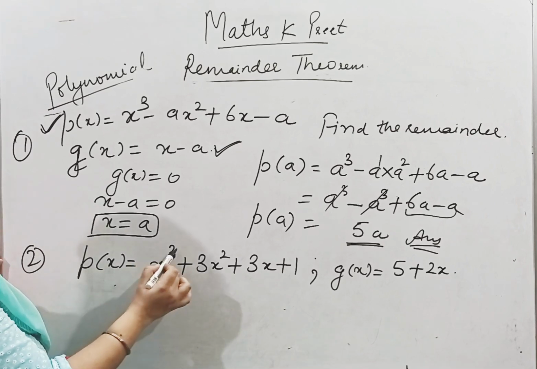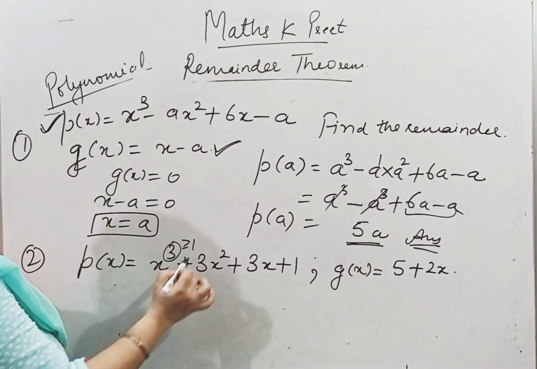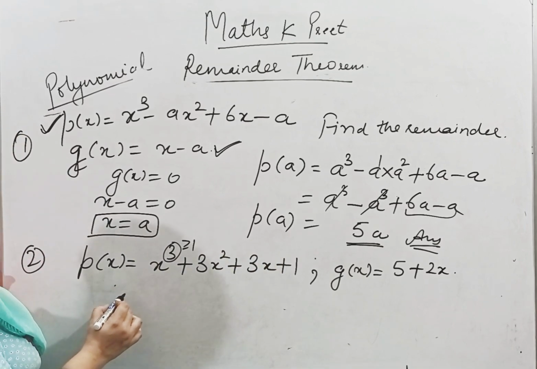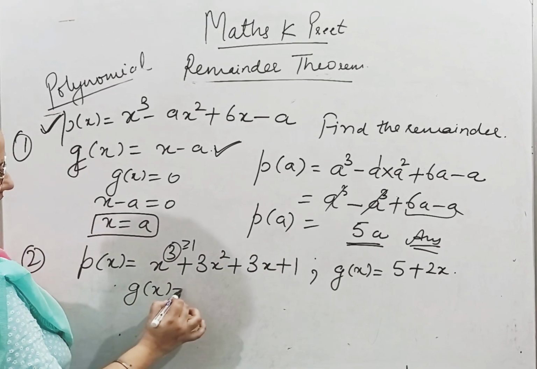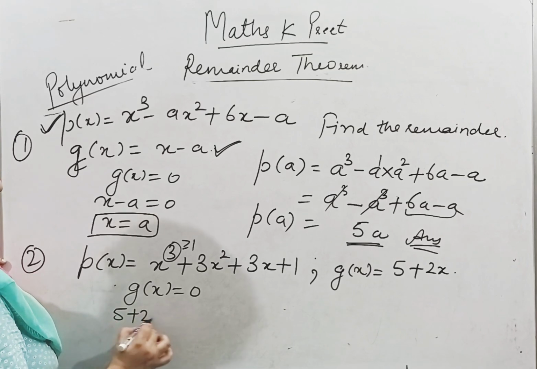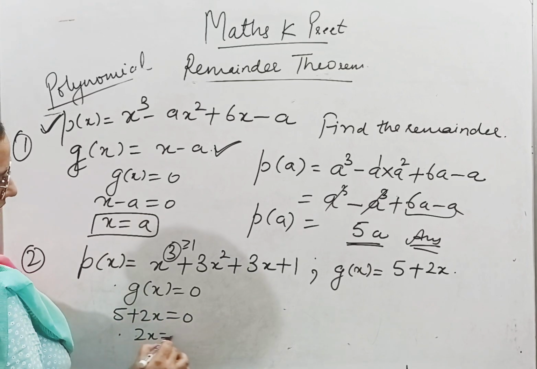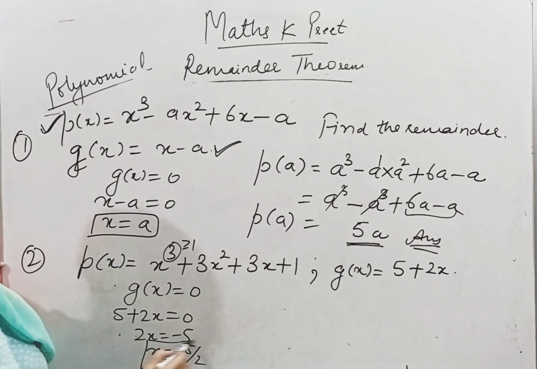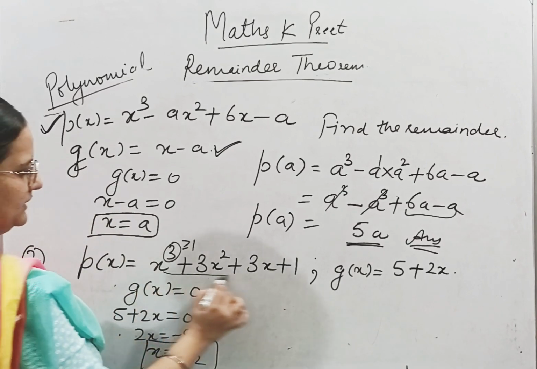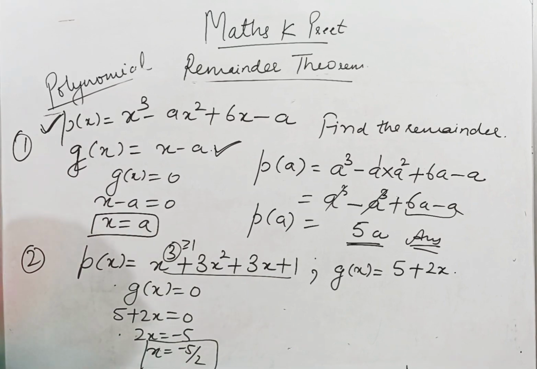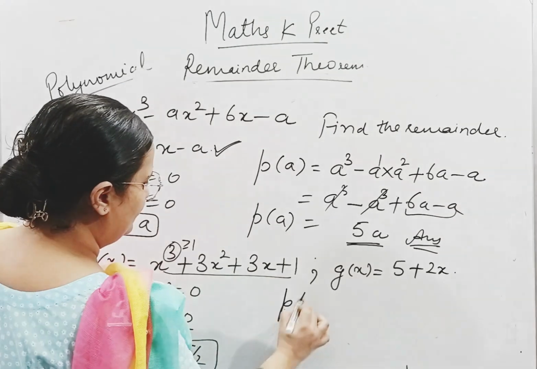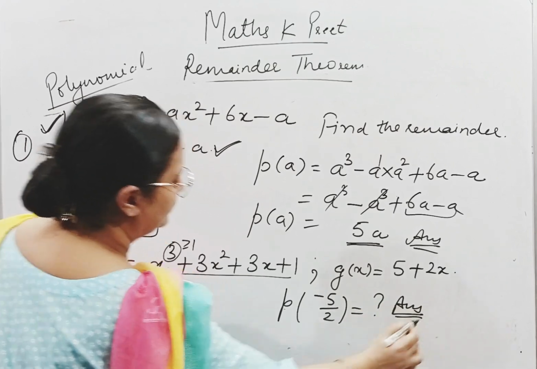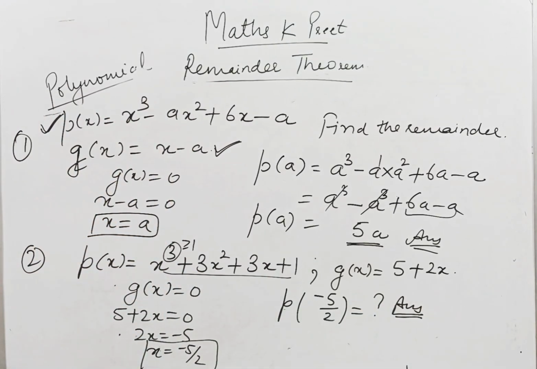What we will do, just degree is 3 which is greater than or equal to 1 and this is a linear polynomial. We can use the remainder theorem here. We will just equate this g of x to 0 to get the value of x first. So 2x is equal to minus 5, x is equal to minus 5 by 2. Just put this value x is equal to minus 5 by 2 in this polynomial and get the result. We will get p of minus 5 by 2, whatever you will get, you will have your remainder as answer.